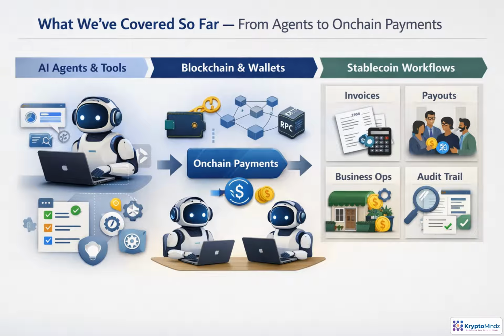So far, you've connected 3 layers: agents that can reason and use tools, wallets that can sign and submit transactions, and assistants that can initiate on-chain payments. Now we'll turn that foundation into practical USDC workflows for invoices, payouts, business operations, and auditable payment records.